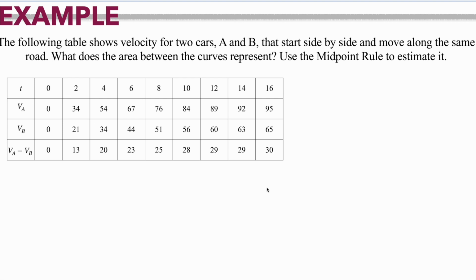Okay, in this next example, we have the velocities known about two cars A and B. What does the area between the curves represent? Okay, in the last chapter, we talked about the fact that if we have the velocity of cars, if we were to take the integral of the velocity, then we will get the distance traveled.